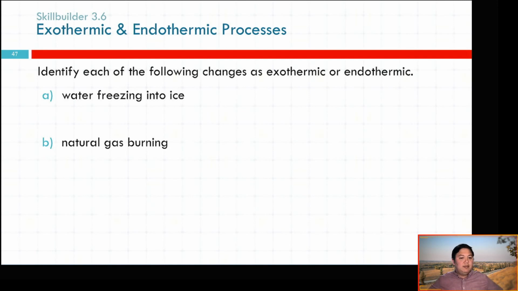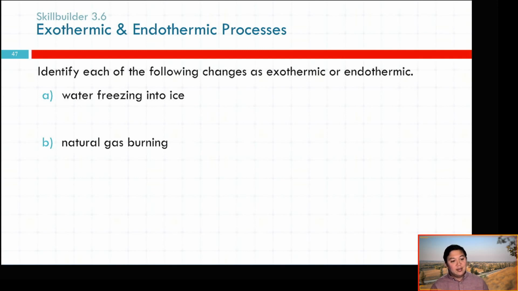So let's look at these and identify each of the changes as exothermic or endothermic. So, water freezing as ice. Is that exothermic or endothermic? Take a second to think about it, because it's not exactly intuitive. What do you have to do to the water to get it to freeze? It has to lose its heat to the environment. Yes, exactly. So water freezing, the water has to lose energy, so that's an exothermic process.